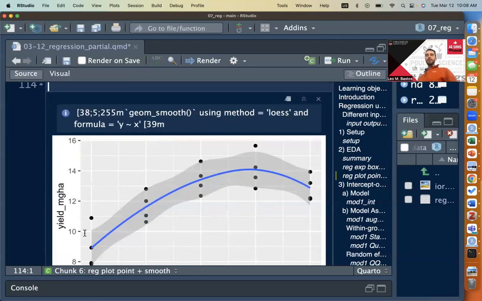So at this stage of EDA, maybe that would be my hypothesis, that the relationship we're going to find here is going to be quadratic. But we have to test that with actual models and compare them. All right, any questions here before we start the modeling exercise? All right, let's go for it.